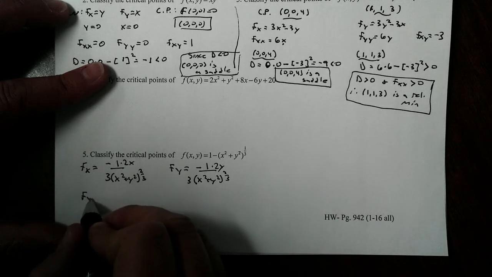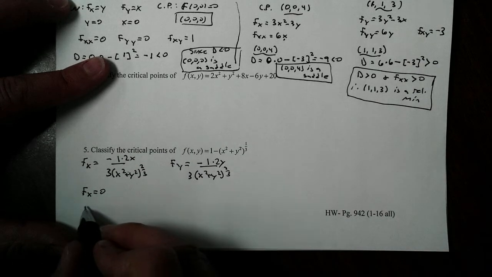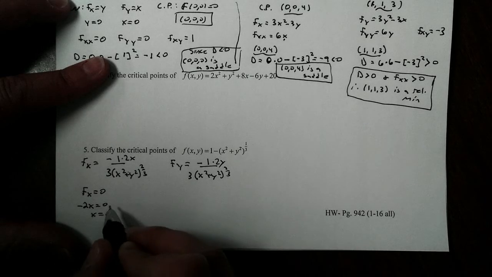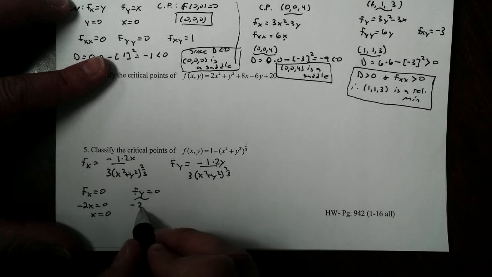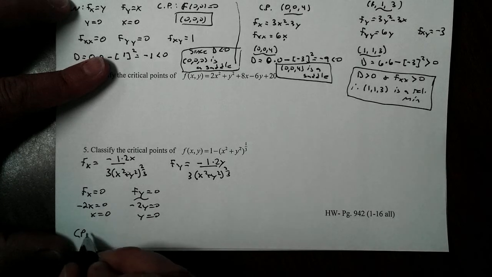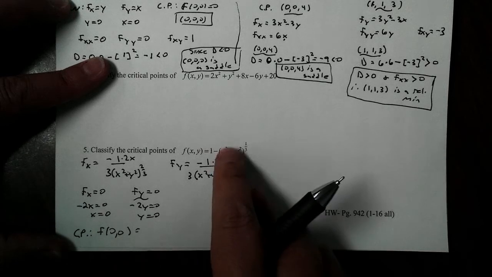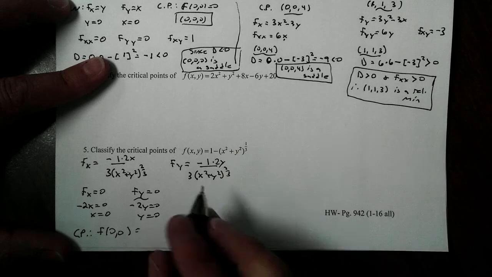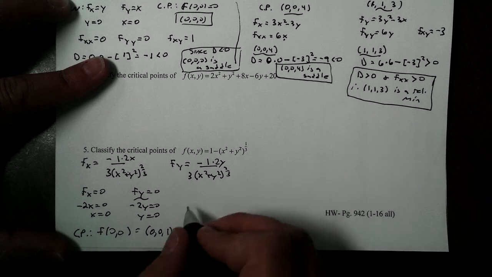So to find my critical numbers, let fx equal 0, and that's not too bad. If I just let fx equal 0, I'm only looking at the top, so I get this negative 2x equals 0, so x is 0. Fy equal to 0, same thing, I get negative 2y equal to 0, y is 0. So my critical point, f of (0, 0), if I plug that in, we're going to get 0 plus 0, that's being squared, and that just becomes (0, 0, 1). So there's my critical point.